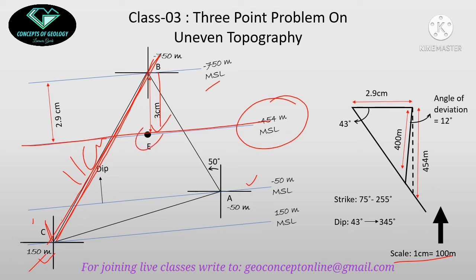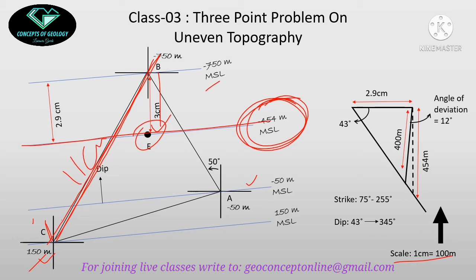And on this point E, I am trying to drill a borehole which was intended to drill vertical, but it is deviated and it is touching the ore body at 400 meter depth. So definitely from this contour value it is clear that here the borehole should touch the ore body at 450 meter depth, but I am encountering the ore body at 400 meter depth. So definitely the borehole has been deviated, and how much the deviation has taken place, that is the question.